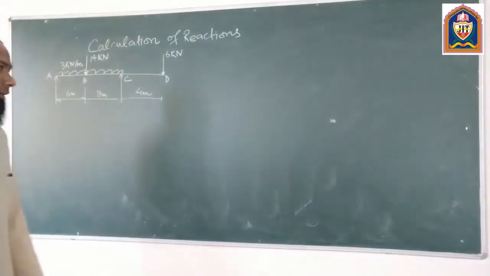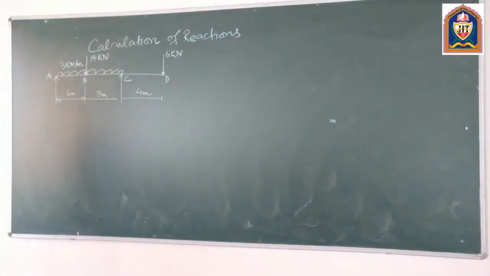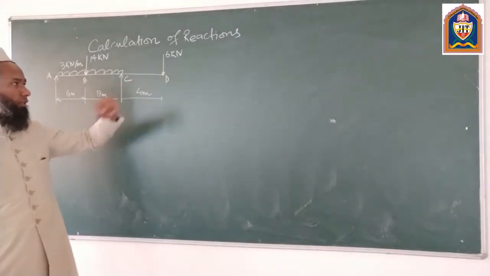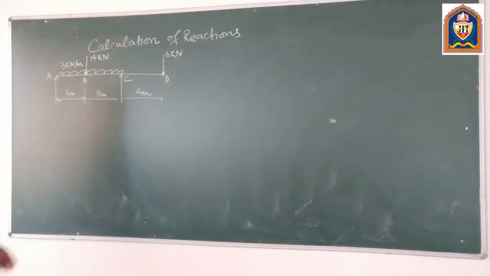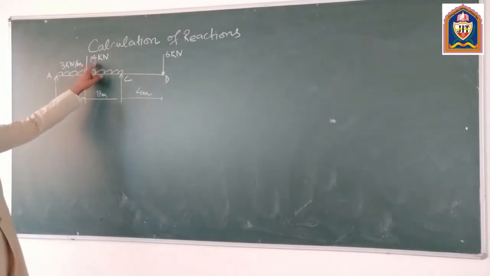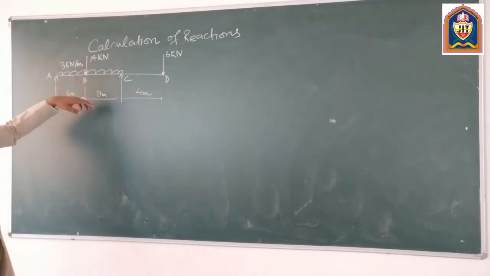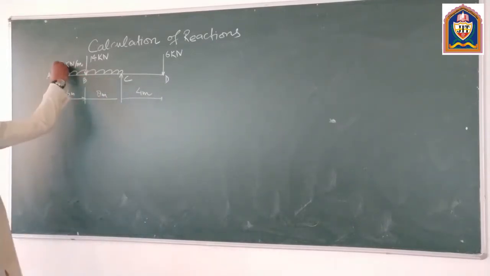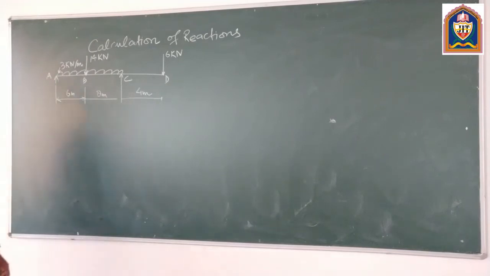Let us take another example. In this case, we have an overhanging beam. It is supported at point A and at point C, and this CD is the overhang. And here you have a 6 kilonewton point load. At point B, we have a 14 kilonewton point load, and on the portion AC, we have a uniformly distributed load of 3 kilonewton per meter.